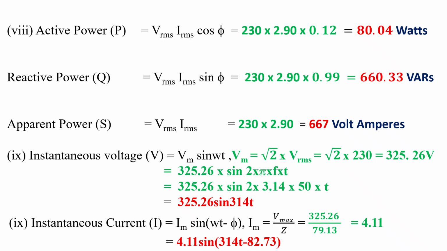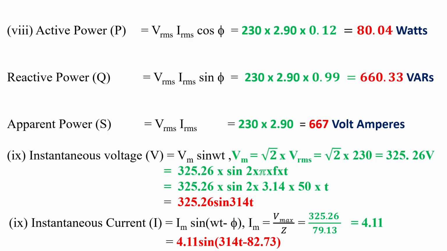Next, the active power P equal to Vrms Irms cos phi. So Vrms is 230, Irms is 2.90 and cos phi is 0.12. It is 80.04 watts. So active power unit is watts. The same way reactive power is calculated, Vrms Irms sin phi. So the value will be 660.33. Its unit is VAR. Next, apparent power is root of P square plus Q square. We will get Vrms Irms, it is 230 into 2.90, 667 volt ampere.